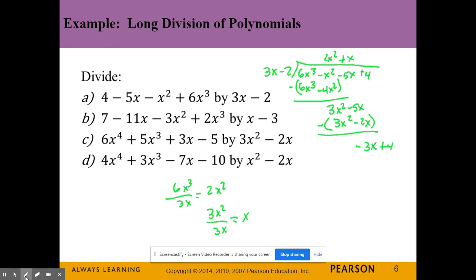3x goes into negative 3x, negative 1 times. Negative 1 times 3x is negative 3x. Negative 1 times negative 2 is plus 2. So now when you subtract, that subtracts a 0. 4 minus 2 is 2. So this one does have a remainder of 2.